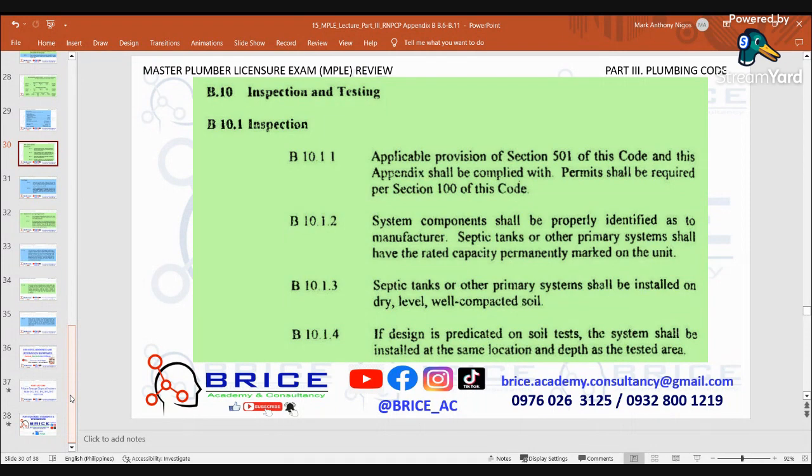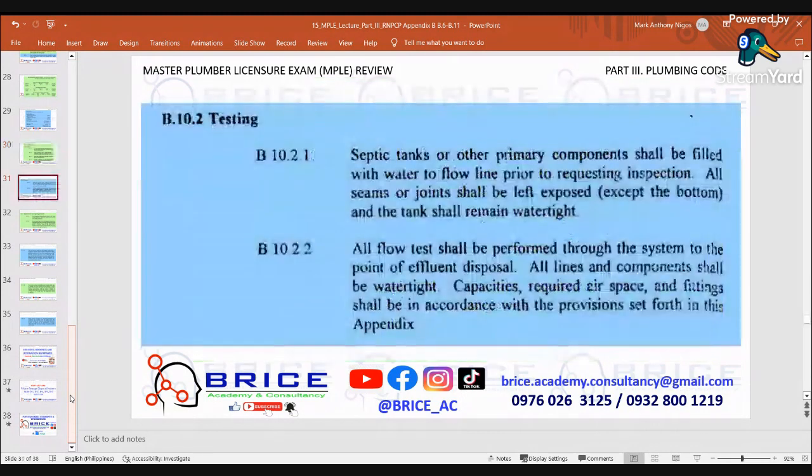Inspection. Applicable provisions of Section 501 of this code and this appendix shall be complied with. Permits shall be required per Section 100 of this code. System components shall be properly identified as to manufacturer. Septic tanks or other primary system shall have the rated capacity permanently marked on the unit. Septic tanks or other primary system shall be installed on level, well-compacted soil. Design is predicated on soil test. The system shall be installed at the same location and depth as the tested area.